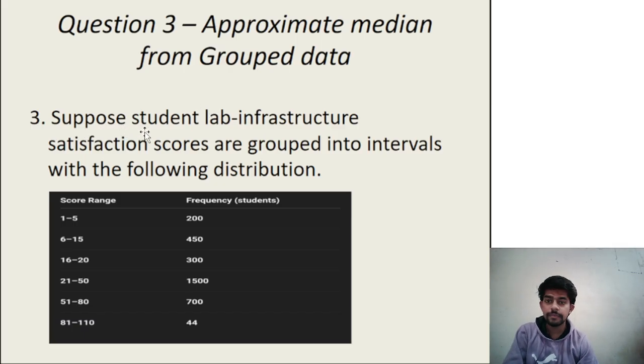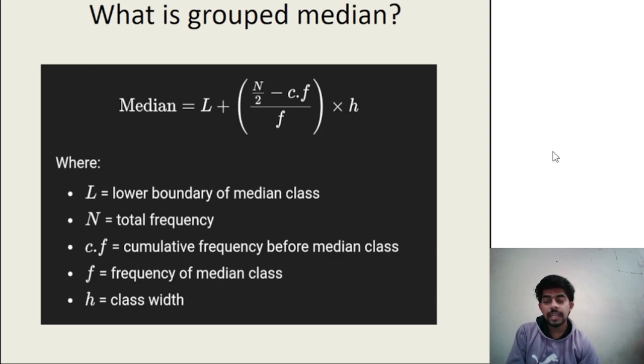Suppose student lab infrastructure satisfaction scores are grouped into intervals with the following distribution. Here is the table of lab infrastructure satisfaction scores. Here on the left side is written score ranges, and on the right side of your screen is written frequency of students. You can see the range and the frequency mapped in front of each other. Now the data is grouped into class intervals. Since raw individual scores are not available, we use the group median formula. Now let's look into the group median formula, which we have in the next slide.